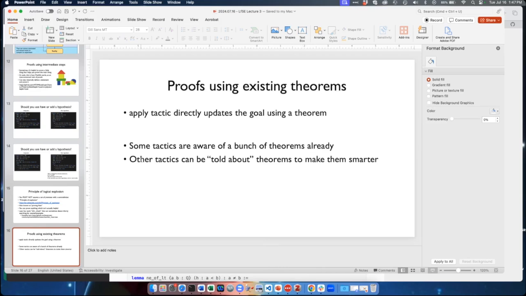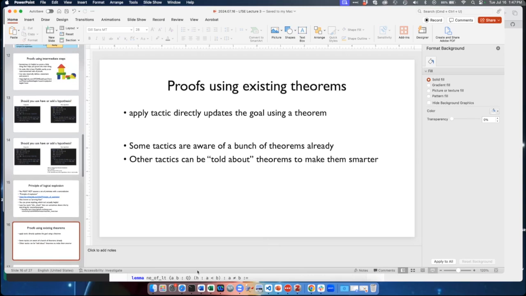Other times, the tactics don't know about the theorems right away, but you can tell them about theorems. You can imagine maybe you have a tactic that has access to 100 theorems, but it doesn't have access to a theorem that you know would help it to solve the problem in this context. Well, you can add that theorem to its context of 100. Now you have 101, and it can make progress on the goal because you've given it a useful theorem to solve.